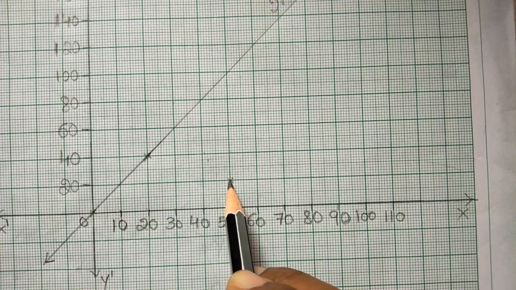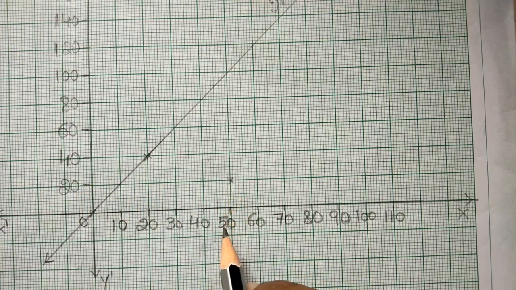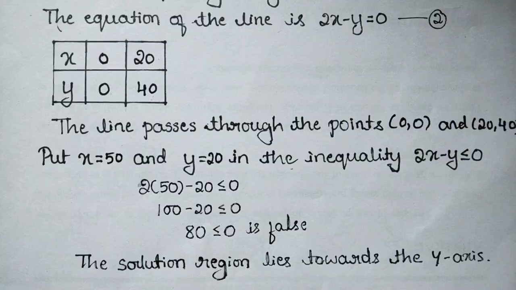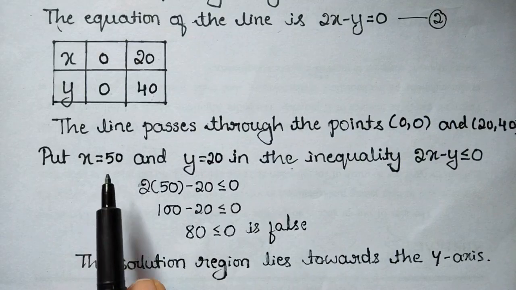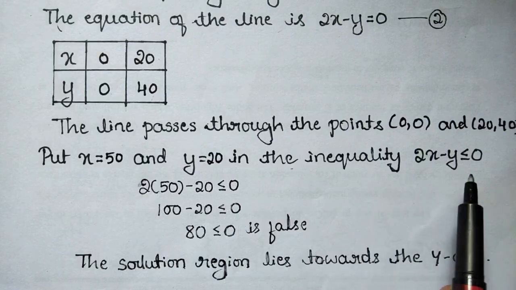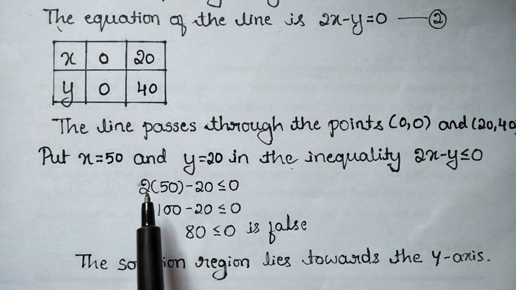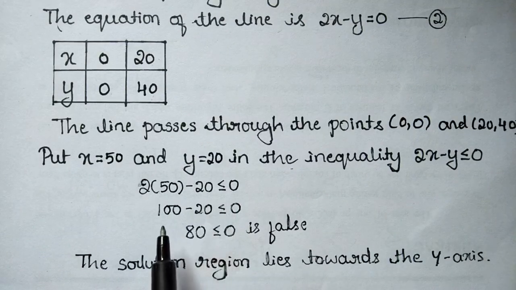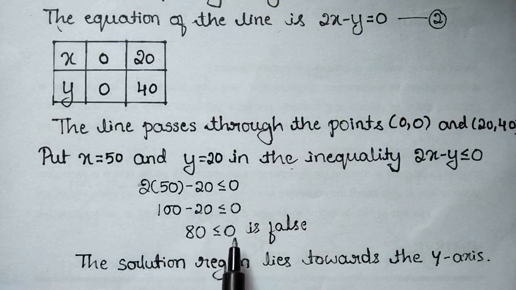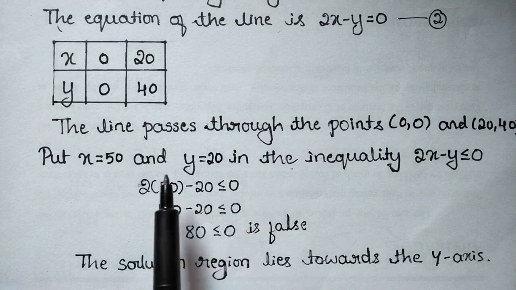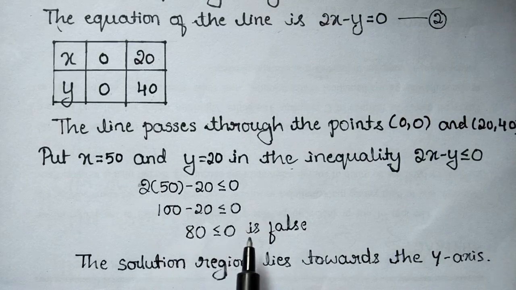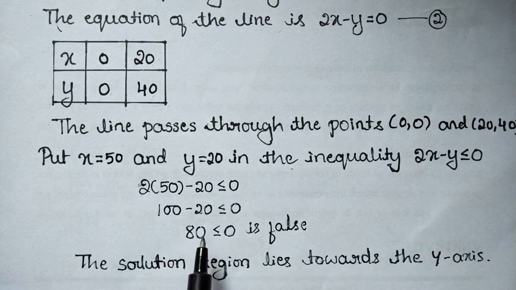Let us substitute this point in the inequality. I have substituted x as 50 and y as 20 in the inequality. We get 2 into 50 minus 20, that is 100 minus 20, which is 80, less than or equal to 0, is false. This point does not satisfy the inequality, means the region containing this point will not be the solution region. Where is this point?